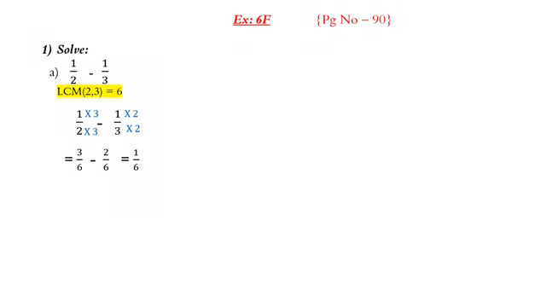Now we have an example of subtracting two unlike fractions from exercise 6F. You can view it on your screen. There are two unlike fractions. So first of all, we will have to find the LCM of the denominators. So we'll find the LCM of 2 and 3, which gives us 6. Okay, and then converting them to their equivalents so that the denominators remain the same. Okay, now we get 3 by 6 minus 2 by 6. That gives us the answer as 1 by 6.